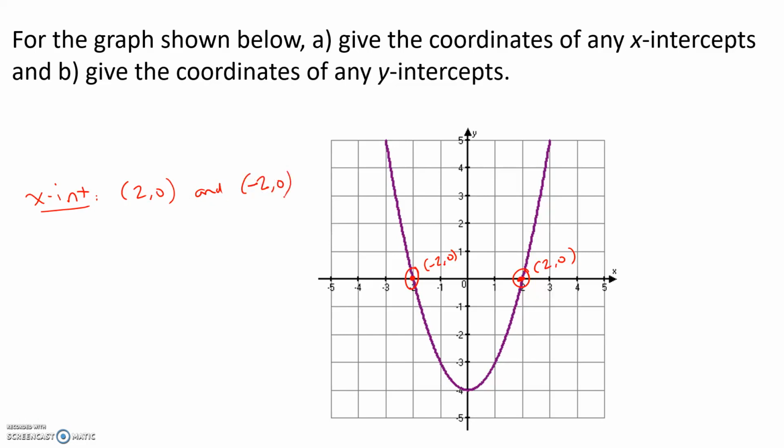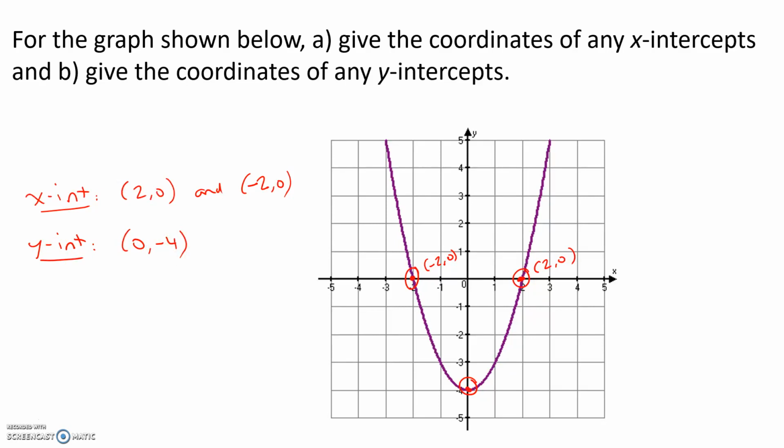So there are two x-intercepts, and they are (2, 0) and (-2, 0). The y-intercept is a point at which this graph crosses the y-axis. The graph crosses the y-axis at this point, and this is the point (0, -4). Therefore, the y-intercept is the point (0, -4).